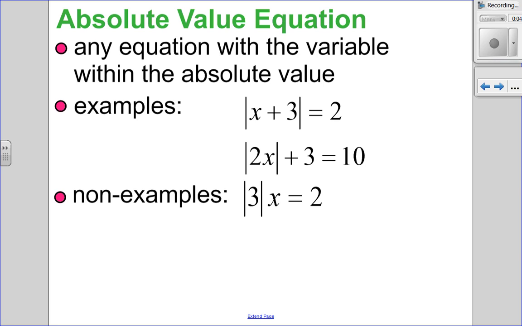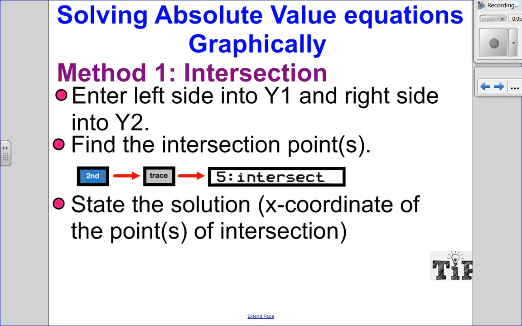An absolute value equation is any equation, obviously with absolute values, where the variable is inside. So see, absolute value, variable inside. Absolute value, variable inside. Absolute value, no variable inside. So this is not an absolute value equation. So those two things have to be met for it to be an absolute value equation. Let's look at how we solve absolute value equations graphically.